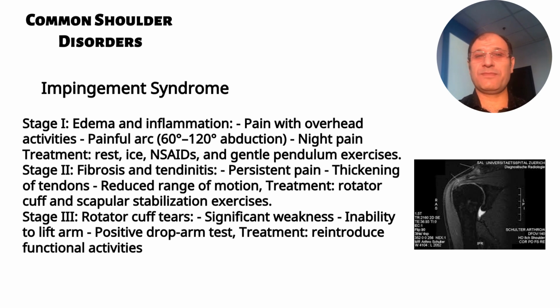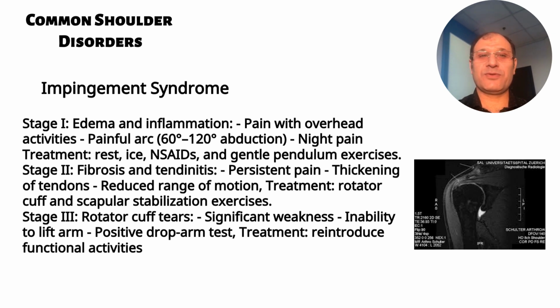Stage 2, fibrosis and tendinitis. The clinical features of this stage are persistent pain, thickening of tendons, reduced range of motion. Stage 3, rotator cuff tears. The clinical features of this stage are significant weakness, inability to lift arm, positive drop arm test.